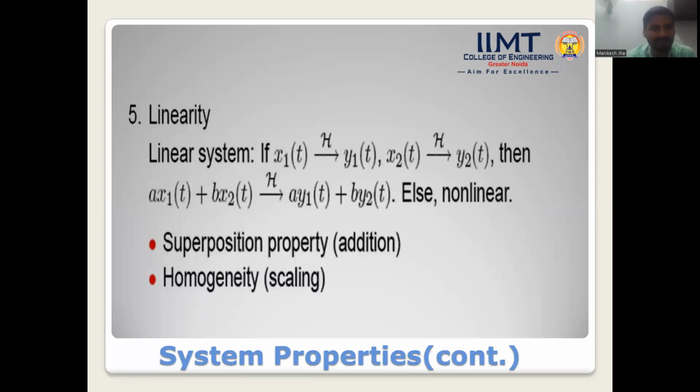Otherwise, it will be time variant. If it is not followed, then it will be a time variant system. Next one is linearity. What is a linear system, sir?